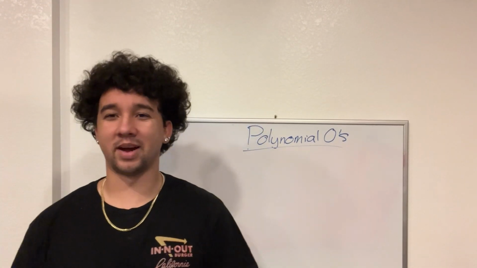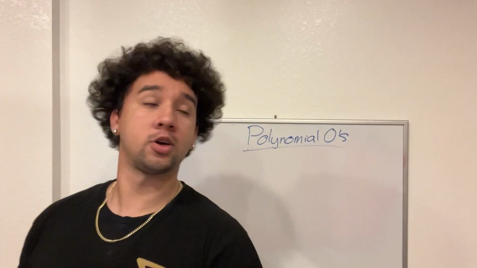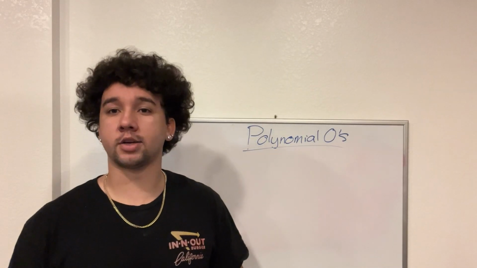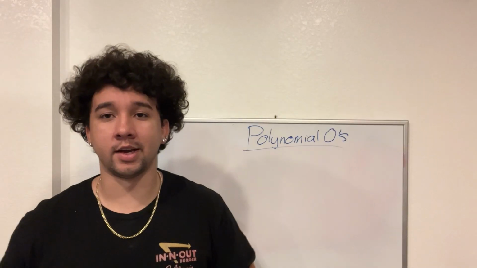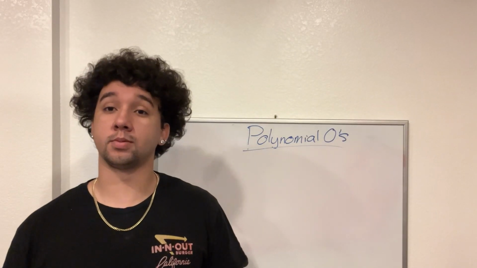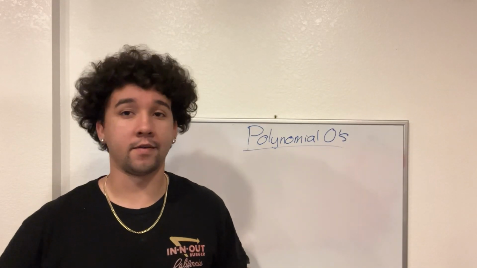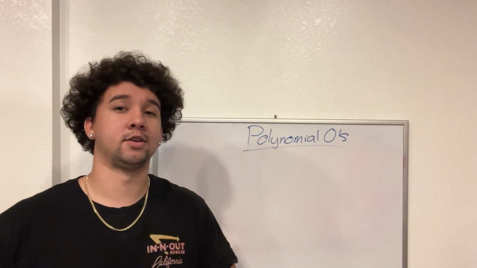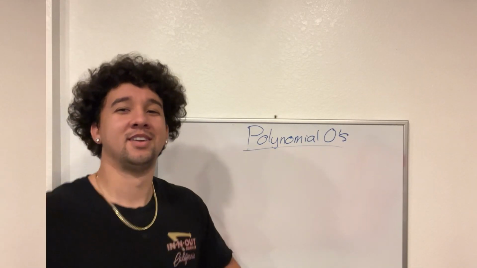What's good, guys? Welcome back to another video. Today we're going to be talking about polynomial zeros, or in other words, finding the zeros of polynomials using the rational root theorem, factoring, and also determining the possible positive, negative, and imaginary zeros using Descartes' rule of signs. So without further ado, let's get right to it.